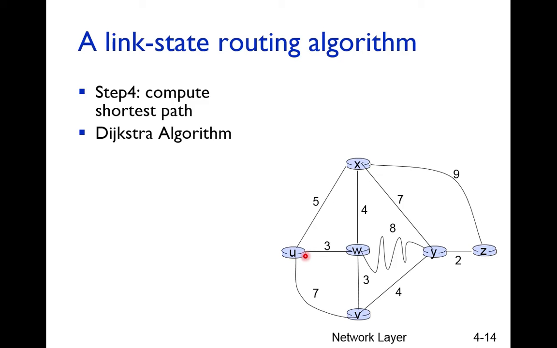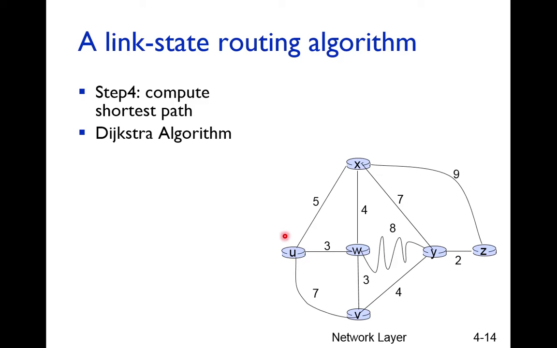Obviously a simple approach is that you will compute all possible paths from U to Z. For example, this is one path, its cost is 7 plus 4 plus 1 plus 1, which is 13. This is another path, its cost is 3 plus 8 plus 1 plus 1, which is 13. This is another path, from here to here to here, so its cost is 3 plus 3 plus 6 plus 4 plus 10 plus 2, which is 12. Okay, so this approach is not good.